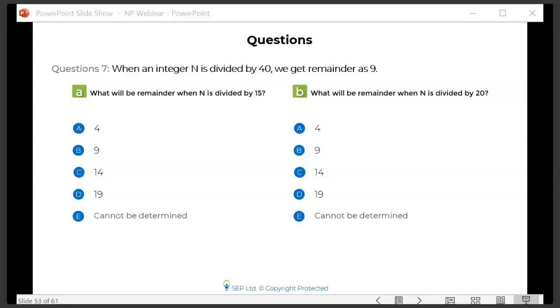Now, what did I tell you? When you're solving a question, what are the 2 to 3 things that you need to see? The first thing that I told you to check was whether the option has cannot be determined in it or not. Now this has cannot be determined in both your questions. So ideally, you should not have taken values to solve the question.